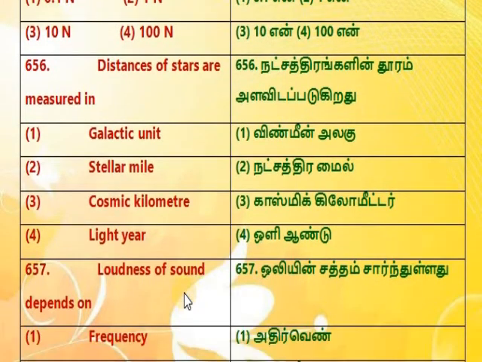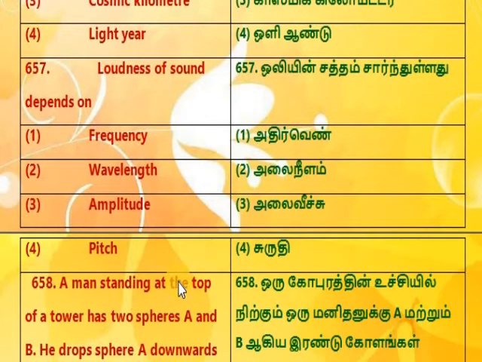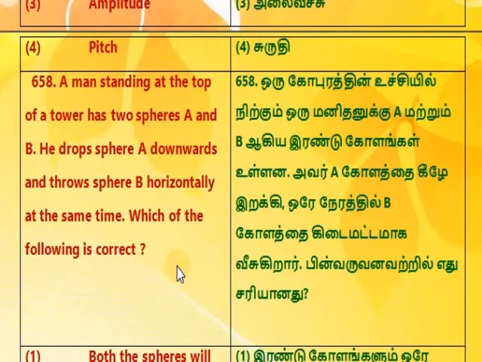656. Distances of stars are measured in: 1. Galactic unit, 2. Stellar mile, 3. Cosmic kilometer, 4. Light year. 657. Loudness of sound depends on: 1. Frequency, 2. Wavelength, 3. Amplitude, 4. Pitch.